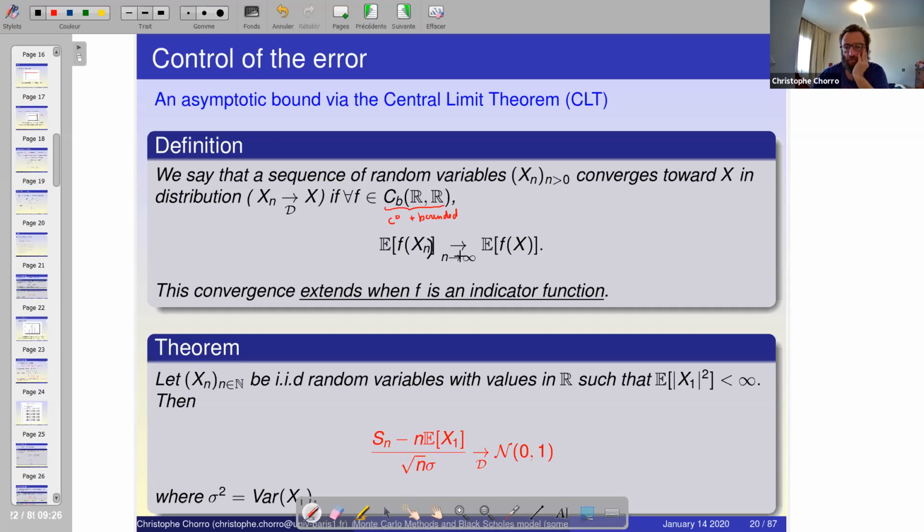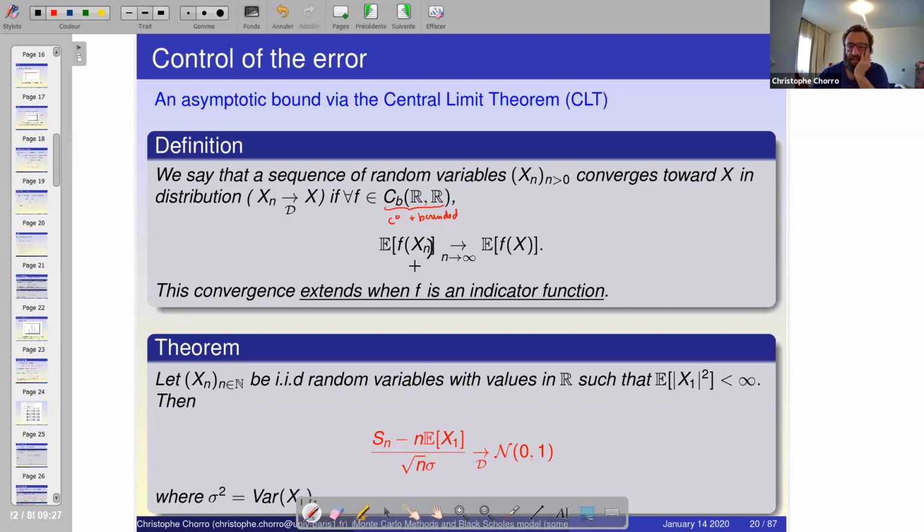Here we have a sequence of real numbers, okay? So we have this. And of course, if I have not a single random variable sequence but a sequence of random vectors, I have exactly the same definition if I replace the mappings continuous and bounded from R into R by the mappings that are continuous and bounded from R to the power d into R.